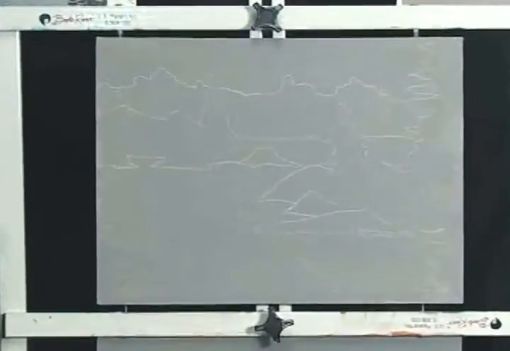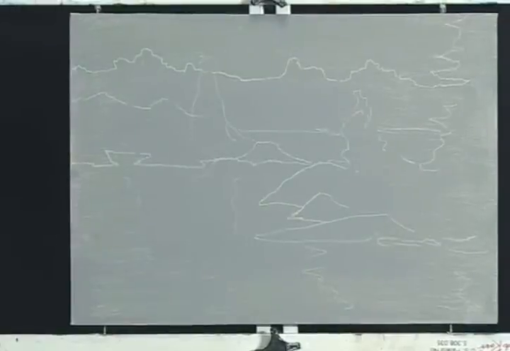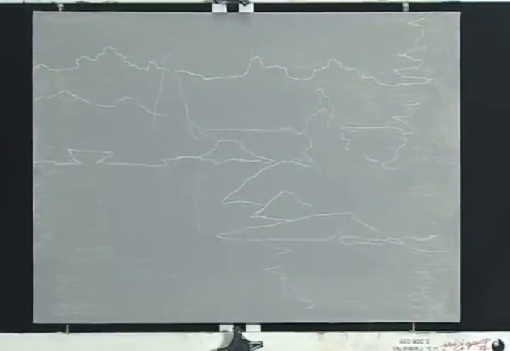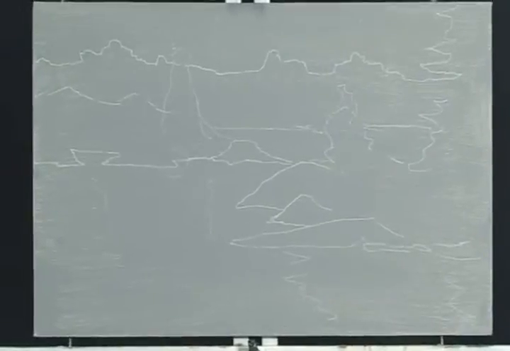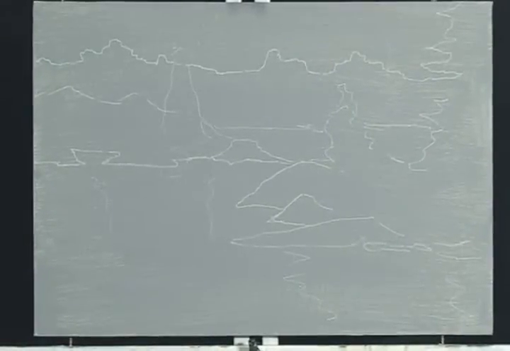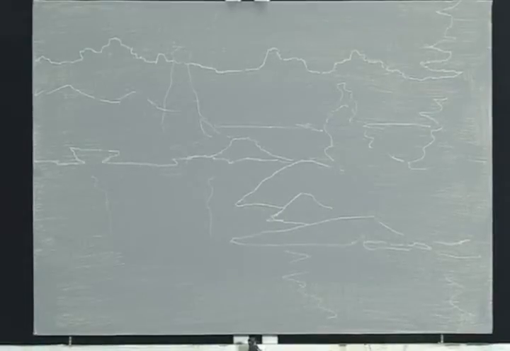I'll zoom in here and try to get the canvas centered properly so you can see it without cutting off any of it. You can see my sketch. The sketch is done with what's called a white charcoal pencil, since I have a gray gesso on here. The white shows up very well on the gray gesso.